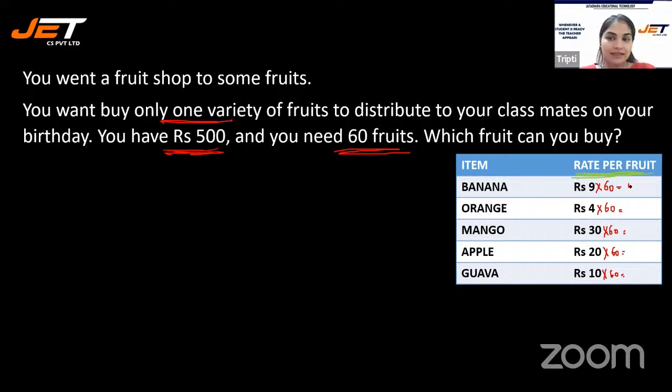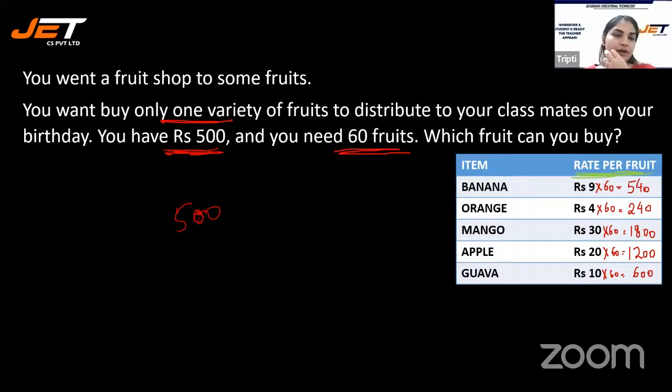9 times 60 is rupees 540. 4 times 60, it's 240. For mango, 1800. For apples, 1200. For guavas, 600. So what do you think? Which fruit can you buy if you have just 500 rupees?